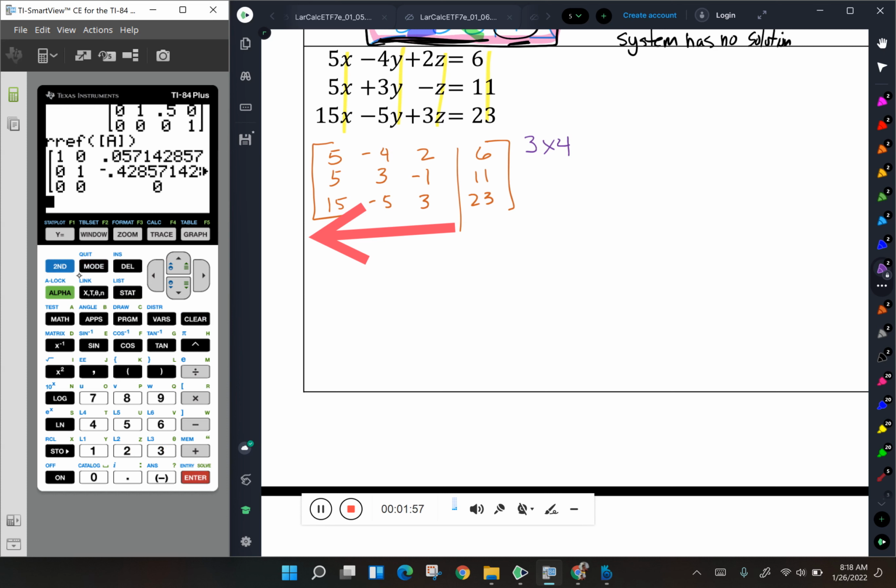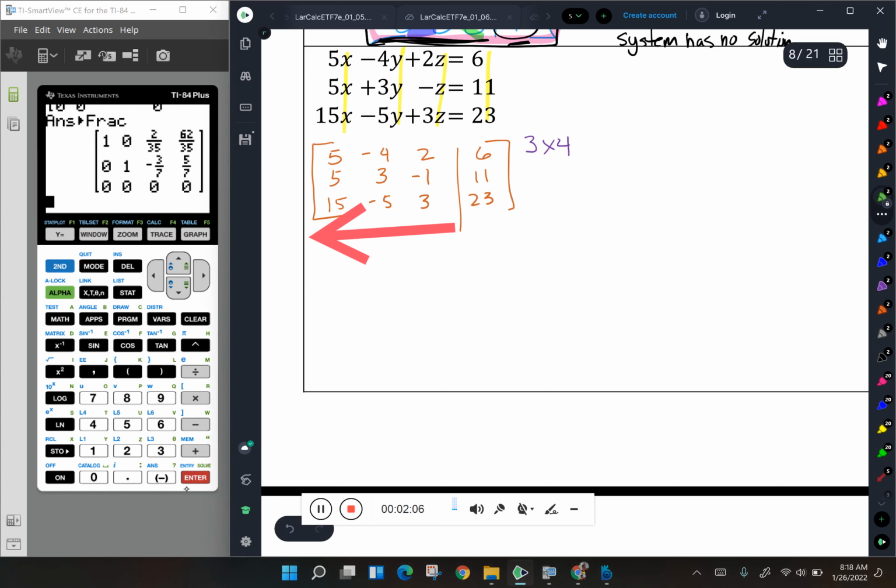Uh-oh, that doesn't look good. Maybe if I turn it into fractions, it'll look better. Well, that's not terrible, so let's copy that down and see what that says. All right. So 1, 0, 2/35, 62/35, 0, 1, -3/7, 5/7, 0, 0, 0, 0.